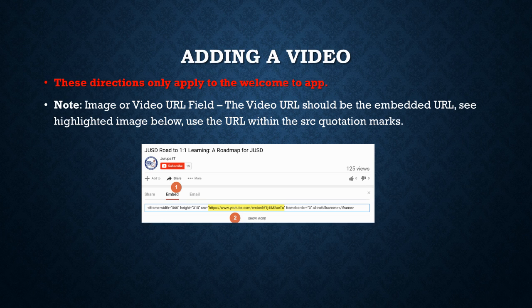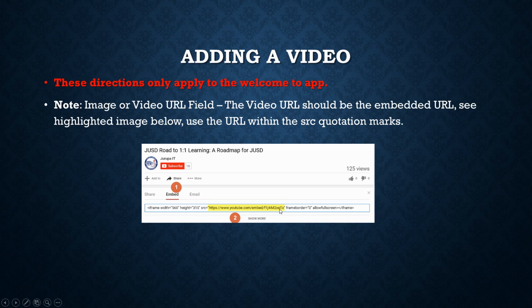So in this special circumstance, please note that in your image or video URL field, number 5, right there, the video URL should be the embedded URL from right here. You see the highlighted image below. Use the URL within this SRC, which stands for source, quotation marks. So you find a video that you're going to use, you go to share, and you click on embed, and then you're going to see an iframe link right here. You're not going to copy the entire thing. You're only going to copy what is highlighted right here, which is the source link.